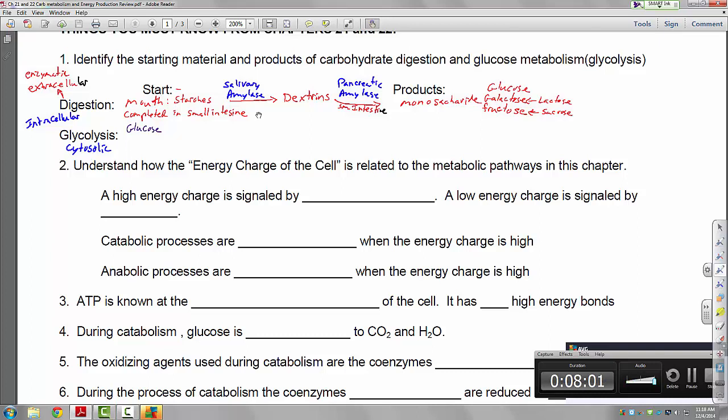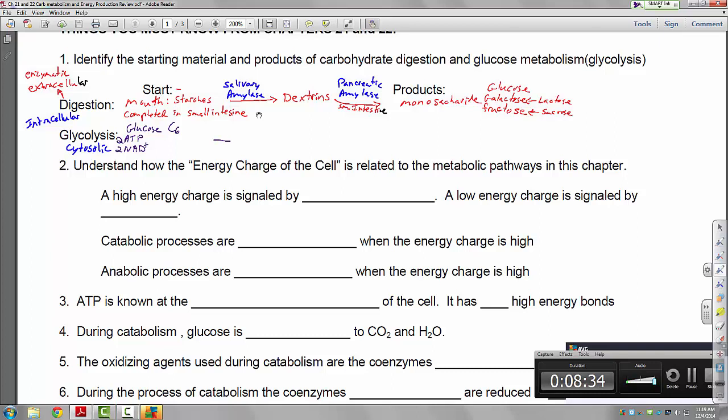What else do we need for glycolysis? Well, we're going to need some ATP. So we're going to use 2 ATP, and we also use 2 NAD, that nicotinamide adenine dinucleotide coenzyme. So that's what goes into glycolysis. And I should mention, obviously glucose is a hexose, so 6 carbons.